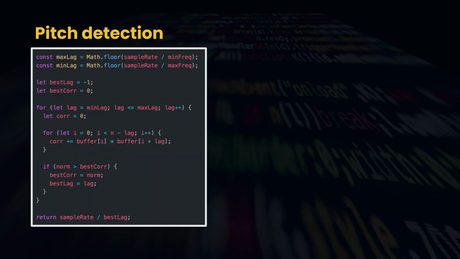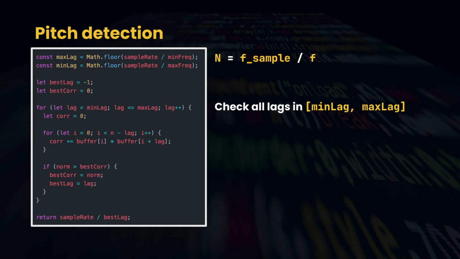And here's the code doing all that. Let's analyze step by step. First, we define the largest and the smallest lag to consider based on the parameters: maximum frequency and minimum frequency we handle in our application. Remember, we operate on samples, not on time, so we must convert the frequencies to samples using the sample rate, as we did earlier. Next, we consider all the lags in a loop.